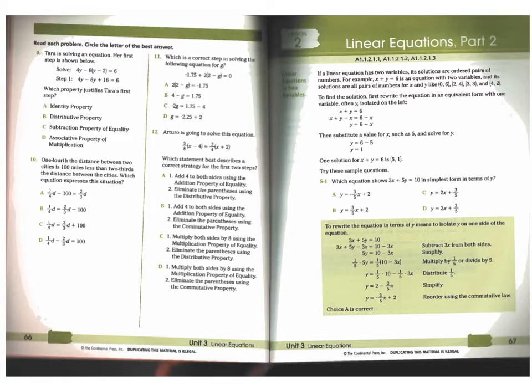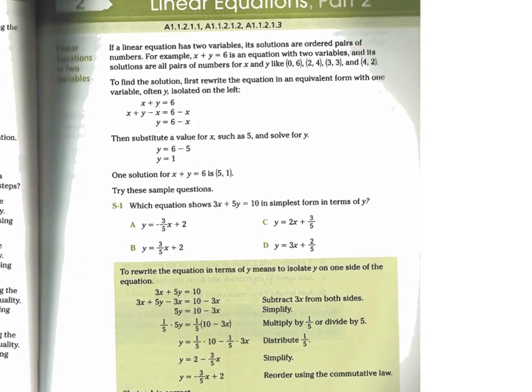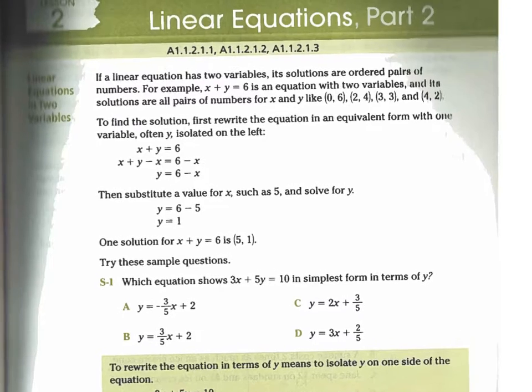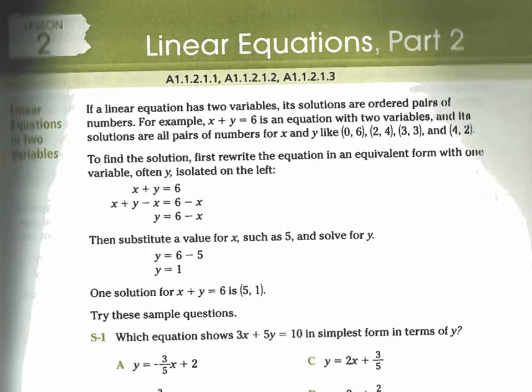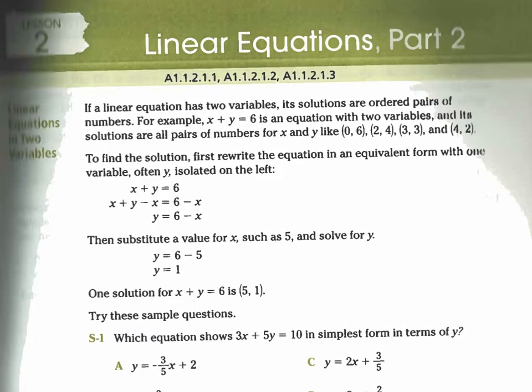Okay, open your book to page 67. We are going to go through the examples with linear equations. Remember yesterday we started talking about linear equations, and now we're going to focus on linear equations that have two variables. So if a linear equation has two variables, the solutions are ordered pairs.